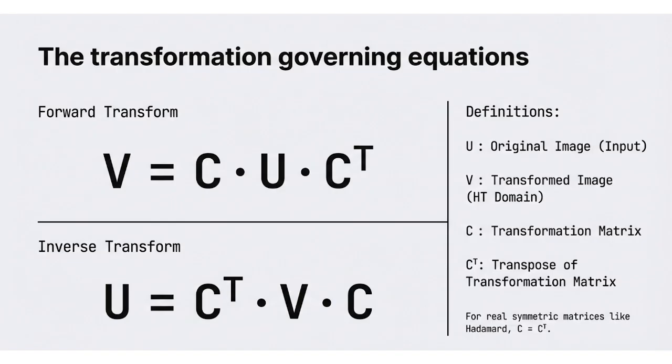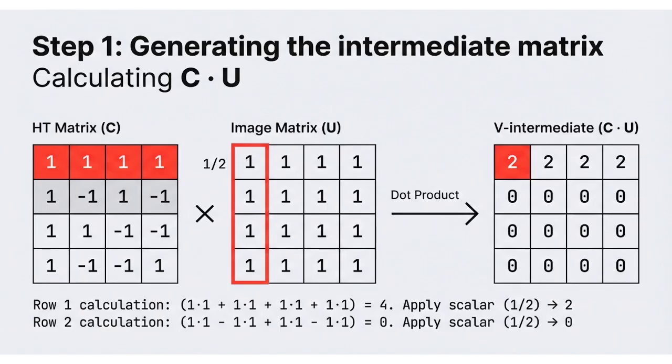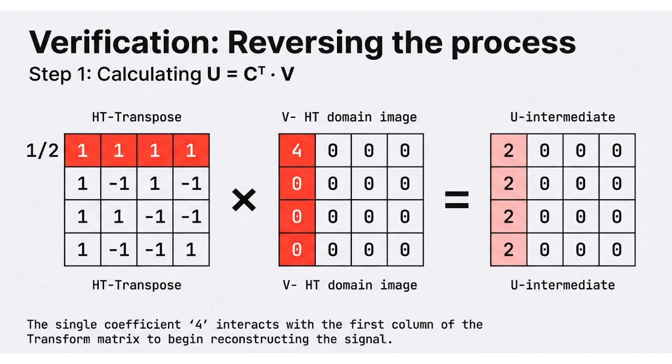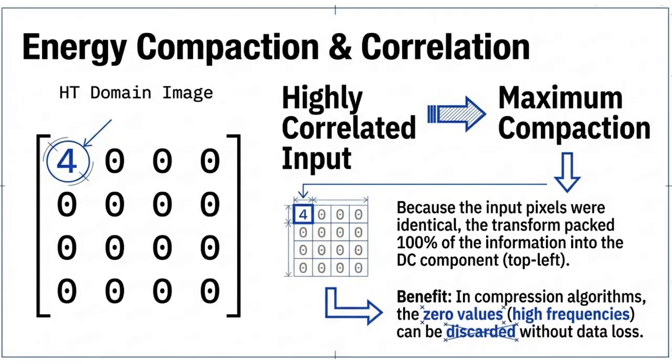So the transformation equations we already discussed. V equals C multiplied by U, which is the original image, multiplied by C transform. And inverse transform is U equals C transform multiplied by V multiplied by C. So the example is already given, so you can just do this. I'm not going through the calculations, because you have already computed DFT examples, so it should be a cakewalk for you guys.